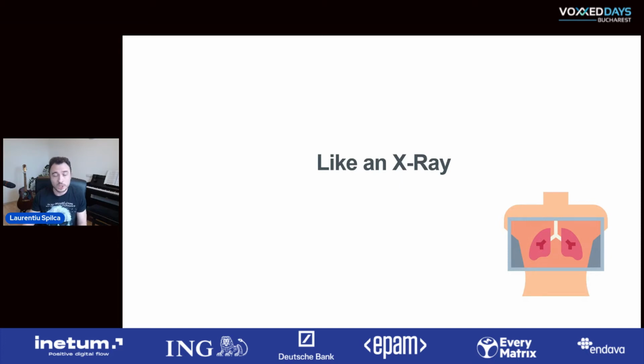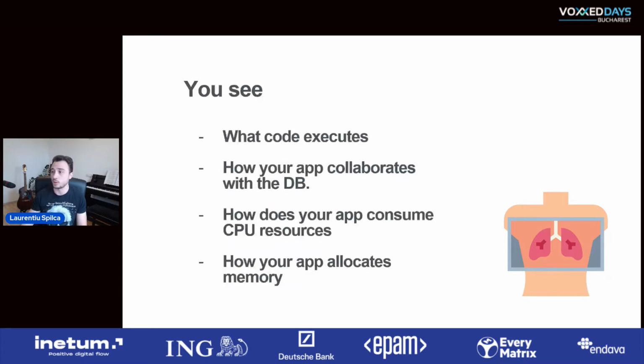So whichever your choice is in your application, you can use this X-ray of profiling to see through the execution. You can see what code executes, you can see how your app collaborates with your database, and I will prove to you how useful this is with a JPA implementation such as Hibernate. You can see how your application consumes different resources, especially in terms of CPU and memory.